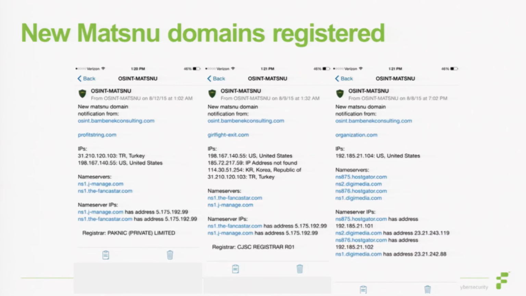But just looking at the data on those first 2 on the left, I see the name servers of jmanage.com and thefancastar.com, which are dedicated name servers, or at least they were at the time, dedicated to MATSNU. So very quickly I'm able to say, you know what, the 2 on the left are valid, the one on the right is a false positive, and clean up data proactively, right?